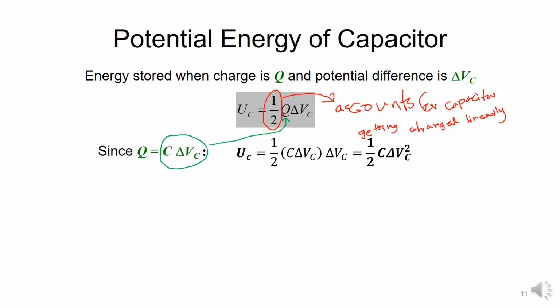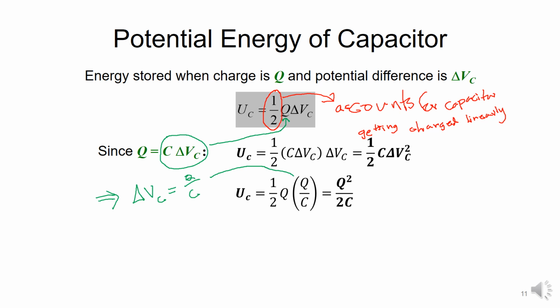The equation at the top gives us the energy in terms of charge and potential difference. The second equation gives us the potential energy in terms of capacitance and potential difference. And we can do one more. We can replace the delta V with Q over C. Here I'll write it on the slide. So delta V equals Q over C.